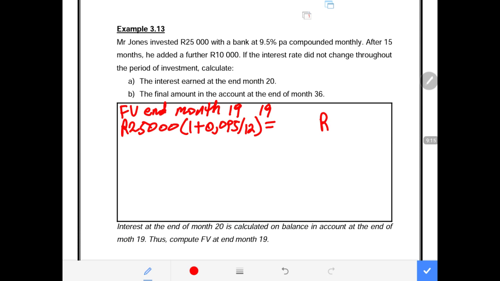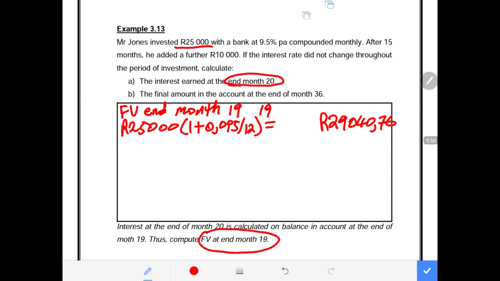We say in your calculator, financial or non-financial, 25,000 open brackets 1 plus 0.095 divide by 12 close brackets to the power, meaning second function, that will be 19, and this gives me 29,040 rands 76 cents. This is the future value of the first investment amount, which was 25,000 at the end of month 19.